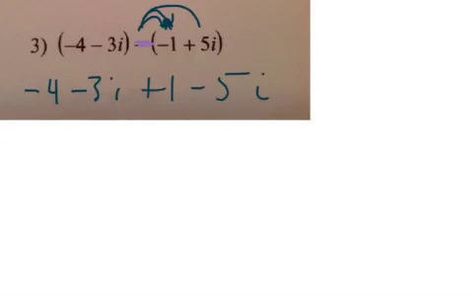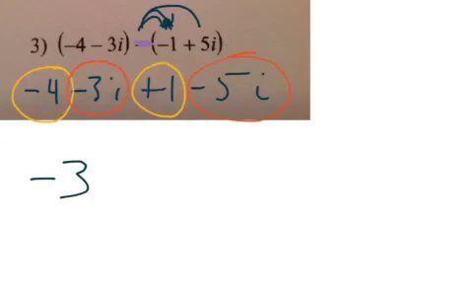So now that we've done our distributive property, notice we can combine some like terms. See the negative 4 and the plus 1? Well, negative 4 plus 1 is negative 3. See the negative 3i and a minus 5i? Well, negative 3 and minus 5 is negative 8i.